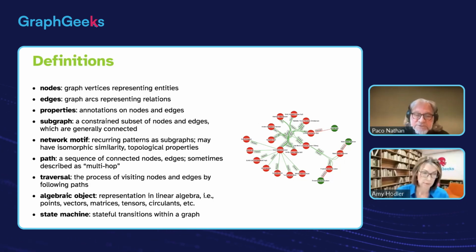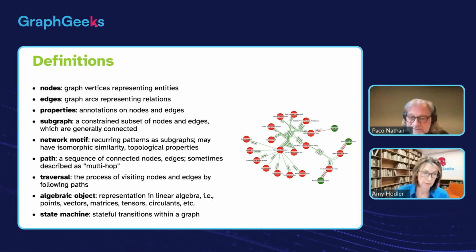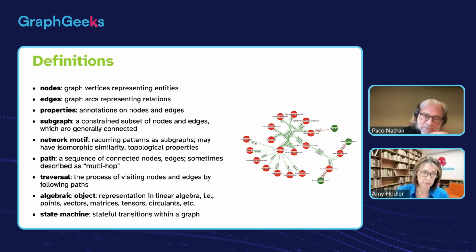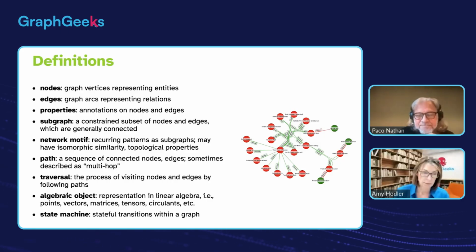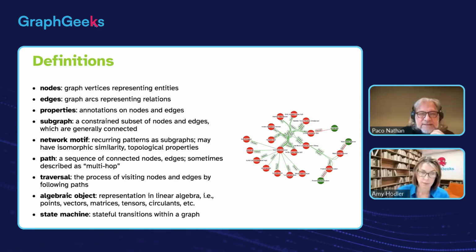We'll also talk about state machines. There are stateful transitions within graphs, and this is important to understand: there are time-dependent things happening, and the state of the graph changes over time. We'll go into a little bit of that. And let me just kind of close up. I know we'd like to take a break.